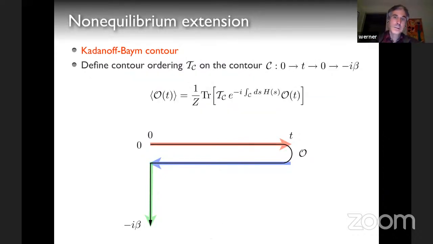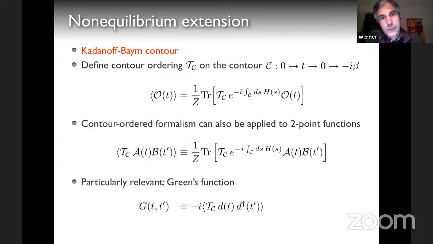To simplify this formalism, we can define a contour ordering operator tau_c, which orders our creation and annihilation operators along this contour as indicated by these arrows. And with this contour ordering operator, we can now express the time-dependent expectation value simply as the contour-ordered expectation value, like shown here.